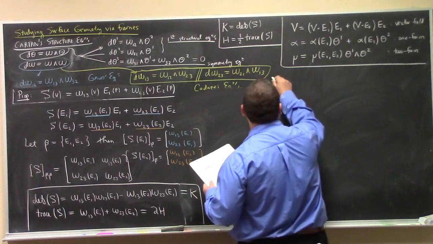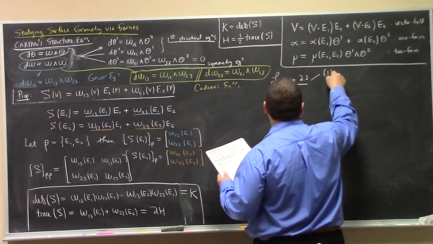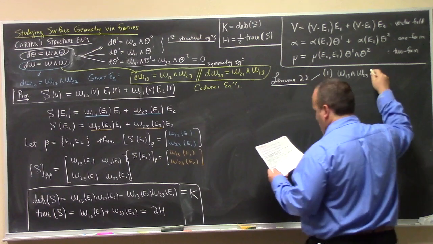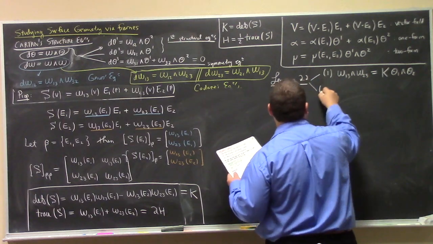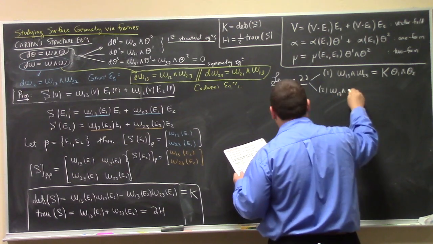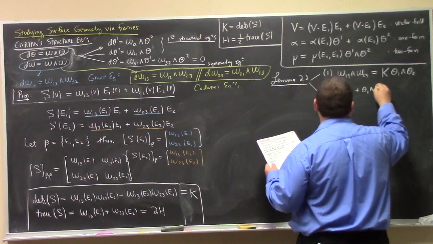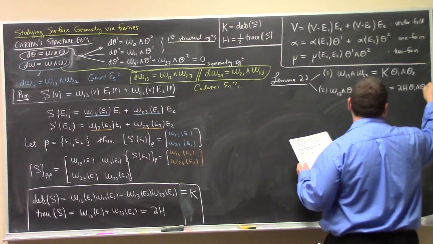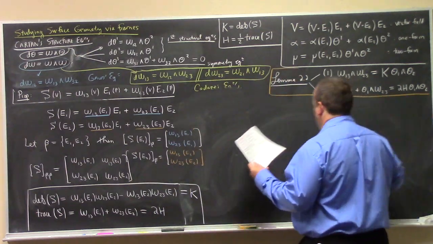Now I will state Lemma 2.2. Which says that number 1, omega 1,3 wedge omega 2,3 is the Gaussian curvature times theta 1 wedge theta 2. And 2, it says that omega 1,3 wedge theta 2 plus theta 1 wedge omega 2,3 is equal to 2 times h times theta 1 wedge theta 2. All right. That's Lemma 2.2.